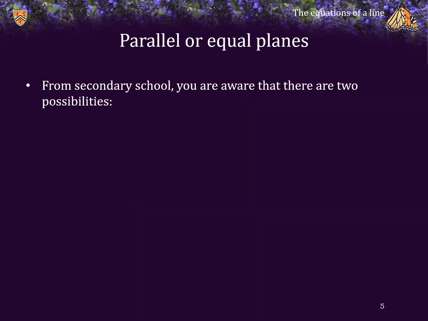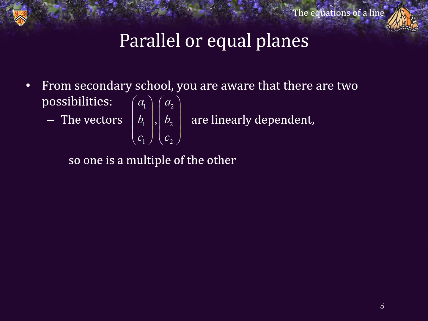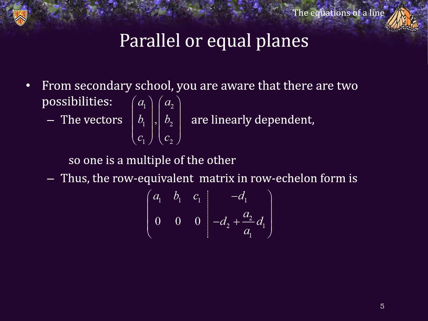From secondary school, you are aware that there are two possibilities. The first possibility is that the vectors defined by the coefficients of x, y, and z are linearly dependent, so each is a multiple of the other. What that means is, you'll recall that these are perpendicular to the planes, and therefore both of these represent planes that are parallel to each other. Consequently, the row equivalent matrix that is in row echelon form will end up looking like this.